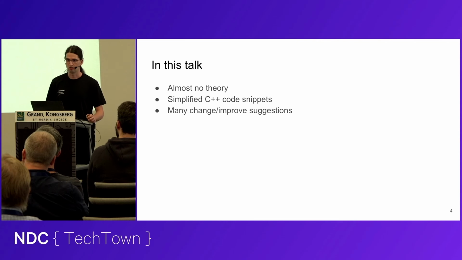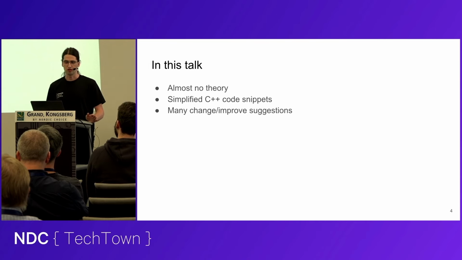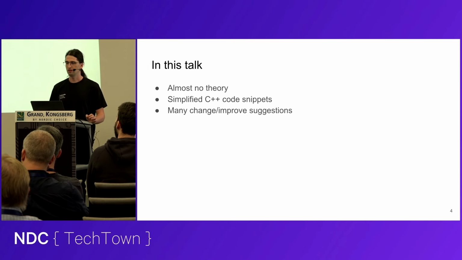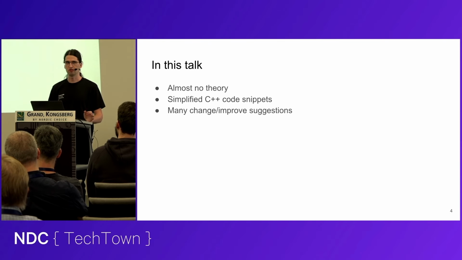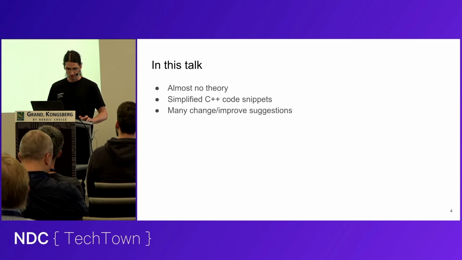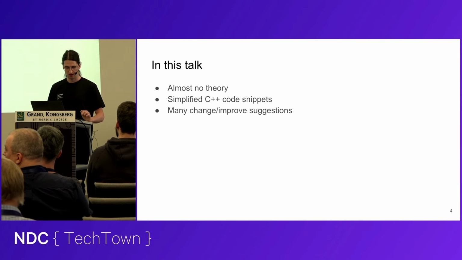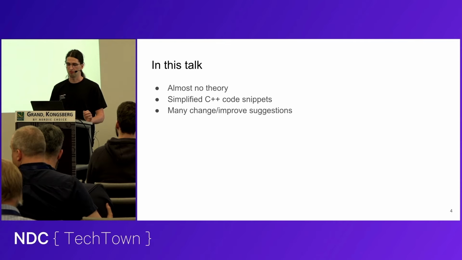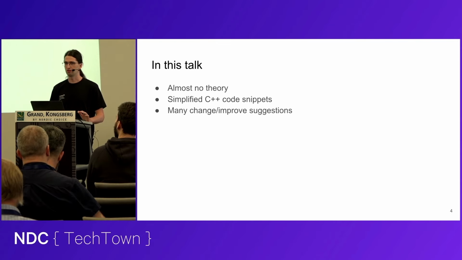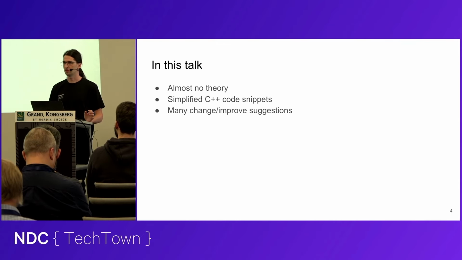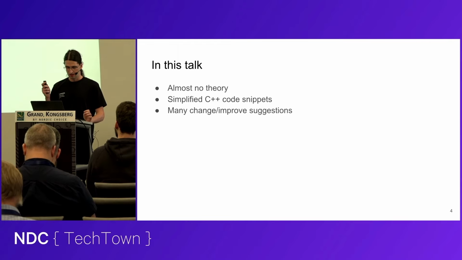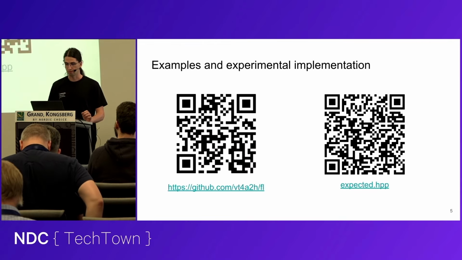In this talk, I'm not going to touch a lot of theory. There will be super simplified code snippets, because apparently all of the real code is full of templates and hard to read. So we are going to do the simplified version. And I'm going to propose some changes and improvements to the standard implementation of expected. Yeah, that's it. We can start.